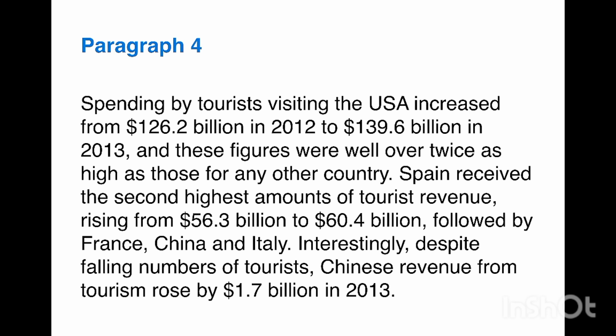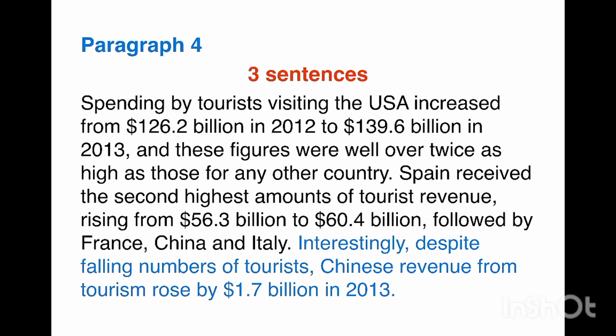So, as usual, I've tried to put 3 sentences in my details paragraphs. In this case, we had one big sentence about America, USA, and then another sentence mentioning mainly Spain, but also France, China, and Italy at the end. And then we had that final or third sentence about China and the comparison with the numbers of tourists from paragraph 3 dropping, but the spending going up. And with that, the whole essay is finished because we have no conclusion as usual.